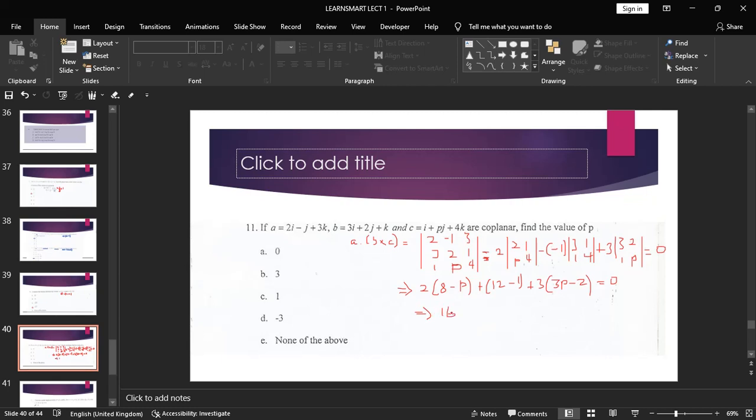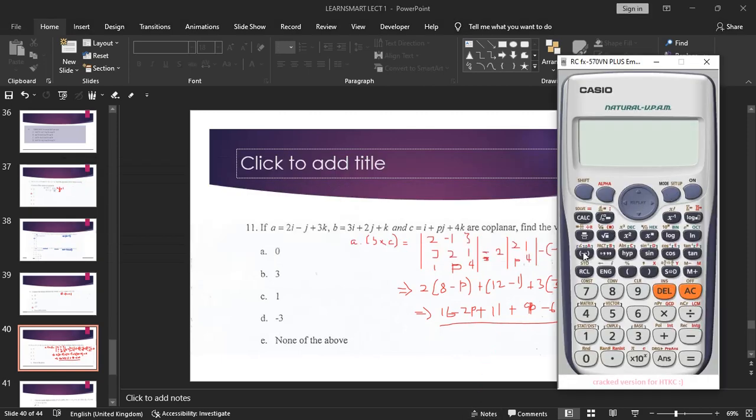And so from here we have 16 minus 2P, plus 11, and then plus 9P minus 6, equals 0. So when you do your simple computation, you can either use your calculator to do this. You can use your calculator to find the final answer over here.